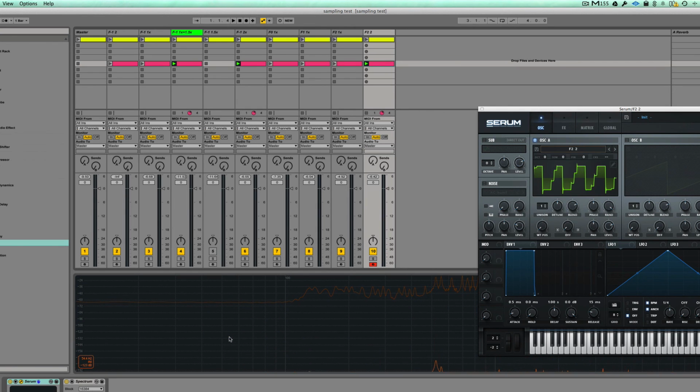So each method gives you a different reproduction of the sound. This is a creative method, just sampling at different frequencies and seeing what they sound like when you pop them back into Serum, because they sound different, each one.